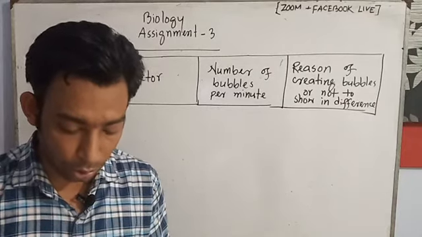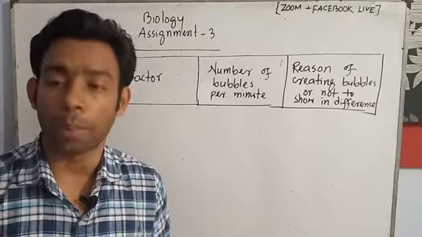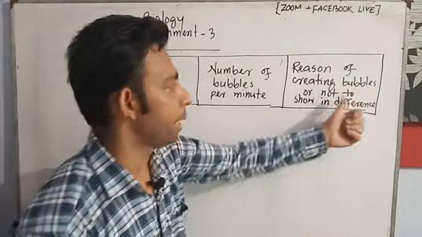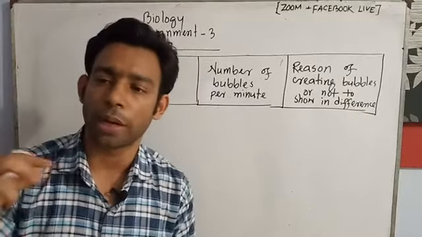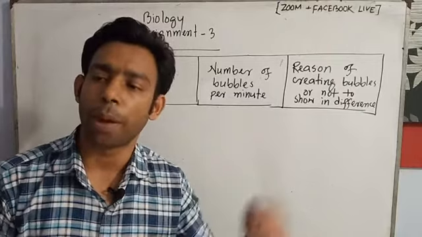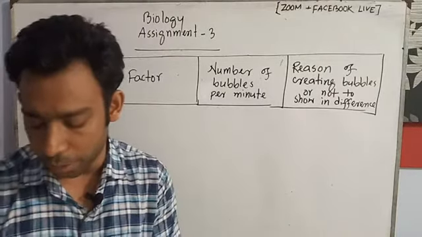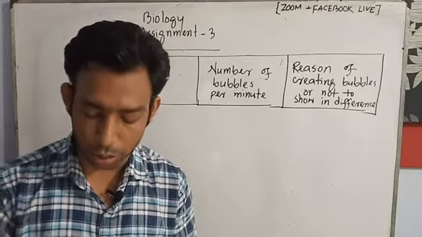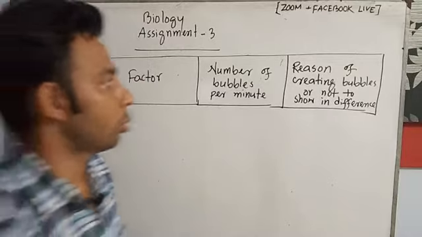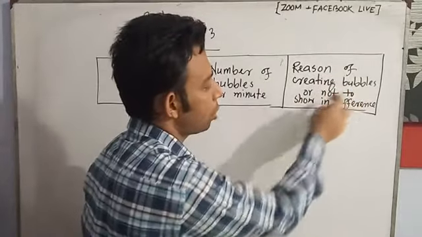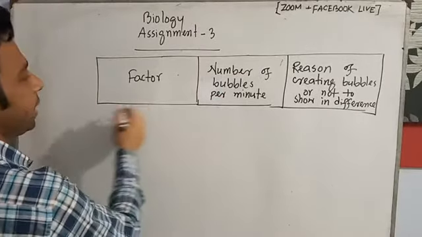The list: reason of difference or not on the number of bubbles, or you can find out the reason of creating bubbles or not to show in difference, or you can write finding the reason of creating bubbles or not. Okay, what is the difference? We have written here reason of difference or not on the number of bubbles. In the finding, going through this one: reason of creating bubbles or not to show in difference. Okay, that one in this way, look at here.